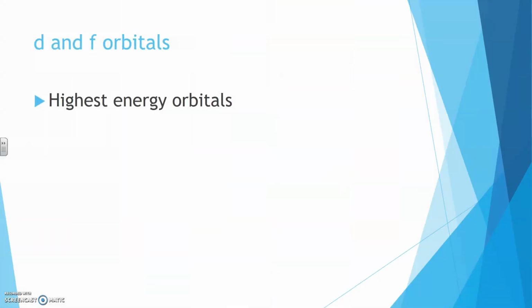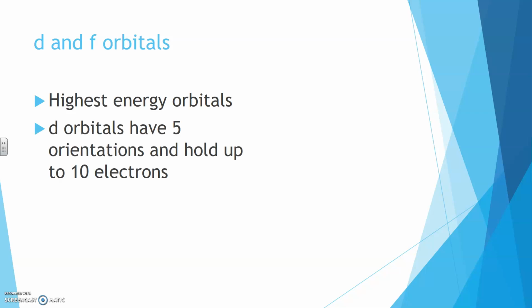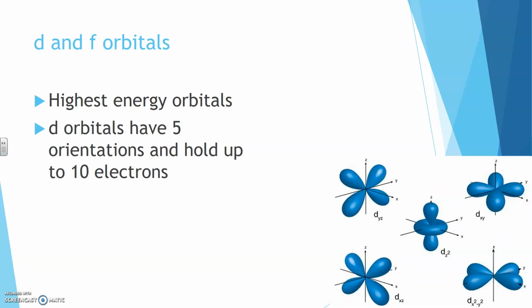All right, then we get up to D and F orbitals. These have the highest energy out of all 4 different types of orbitals. They are really kind of funky. Your d orbitals have 5 different orientations and can hold up to 10 total electrons. Again, they look real funky. Don't worry too much about the shapes for these, especially the one with the donut around it. This is more for your information, just to look at and see, wow, that's really weird. I'm glad I didn't have to do the math to figure those out.